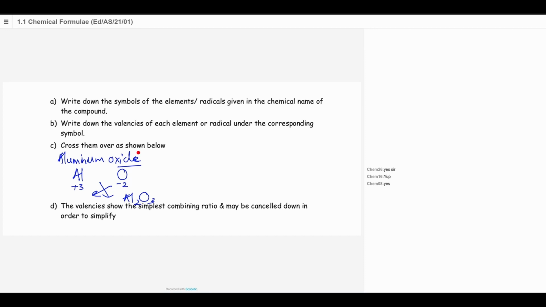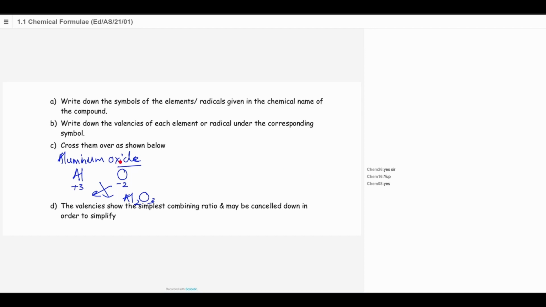So why do we call it oxide? Why not aluminium oxygen? Why not sodium chlorine? Why do we say sodium chloride? Why do we say potassium sulfate, sometimes sulfite? Sometimes you end with ate, sometimes you end with ite, sometimes you end with ide. What's going on here? Why the different ways to end the name?